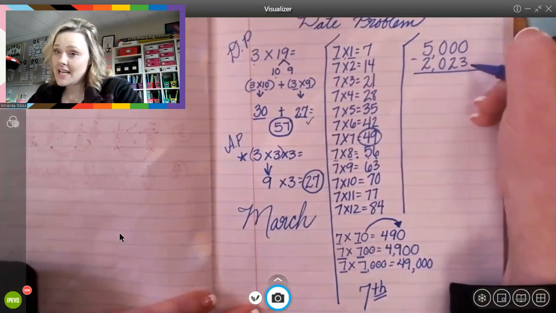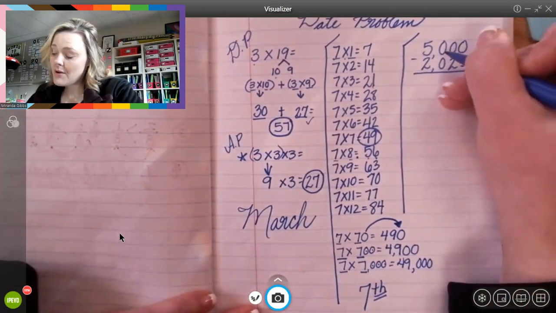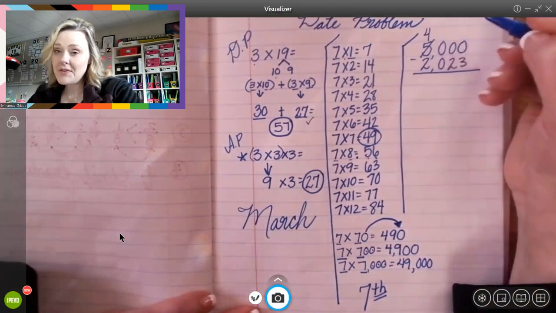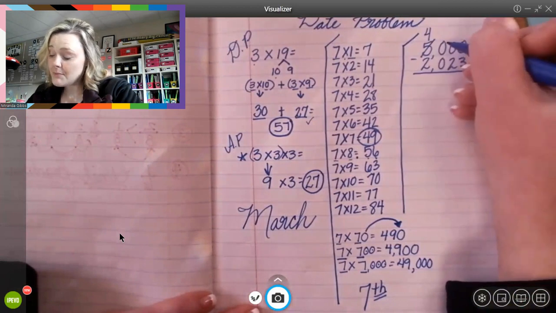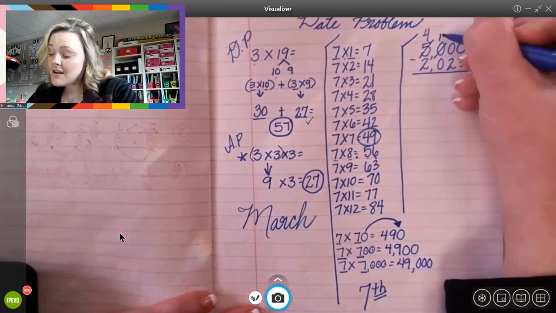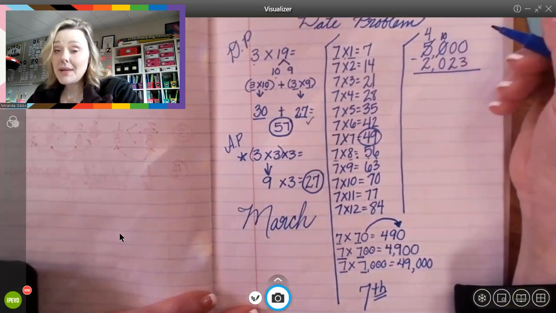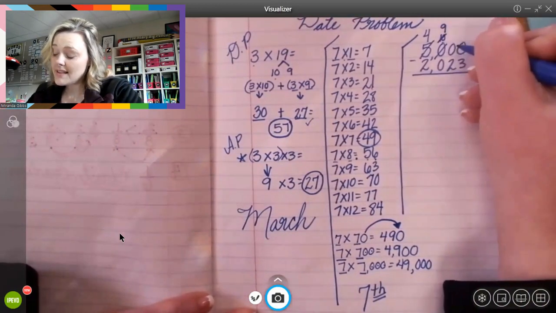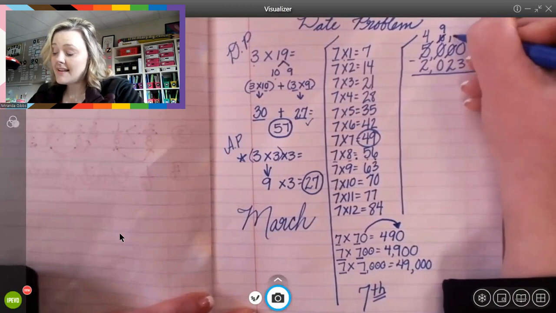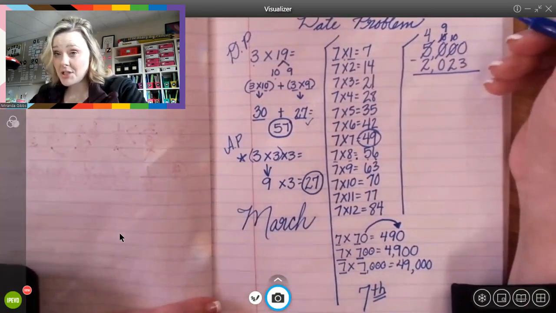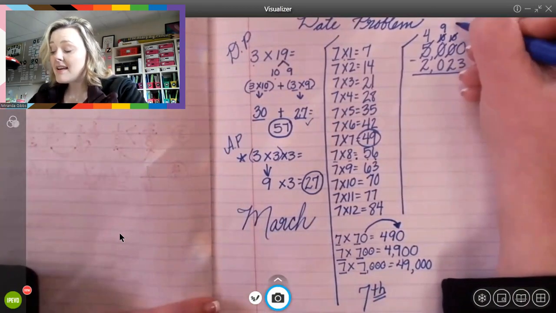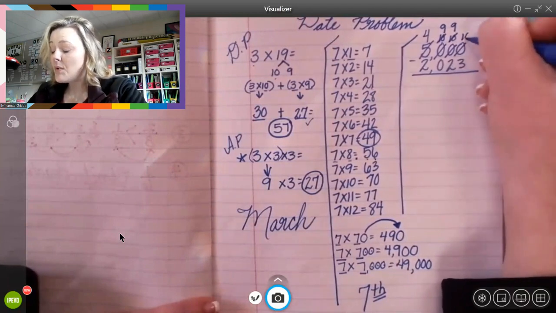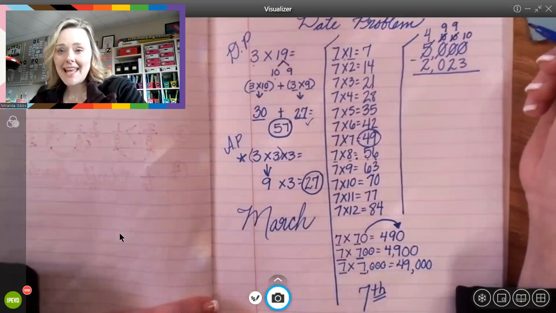0 cannot take away 3. So we go all the way to the 5 and we change it to a 4,000. We're going to borrow 1,000 and we're going to make this 0 into a 10 for 10 hundreds. We need to keep sharing, so we change it to a 9. Now we look at this 0 and we make it into 10 tens. But we need to keep sharing, so we're going to make it into a 9 for 9 tens. And the last one, we're going to change to 10 ones. And now we can begin.